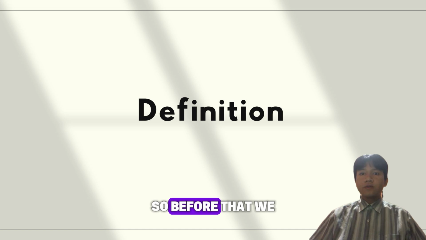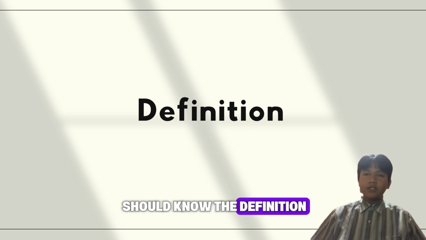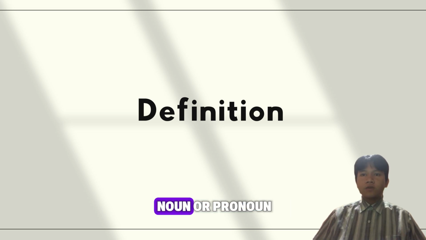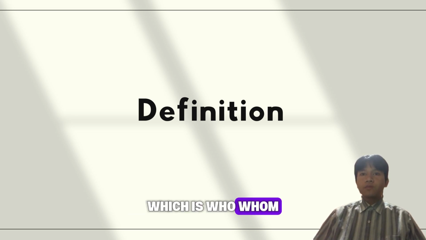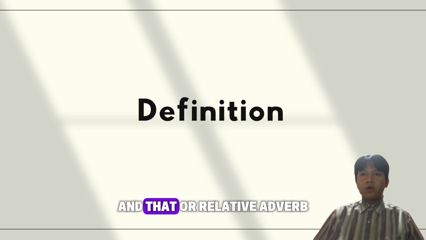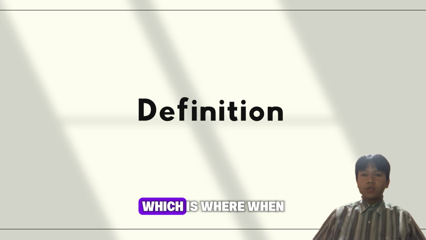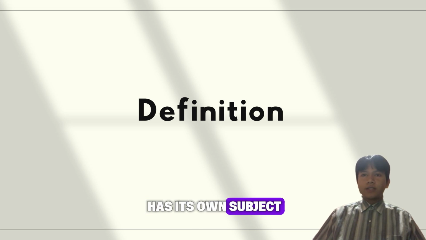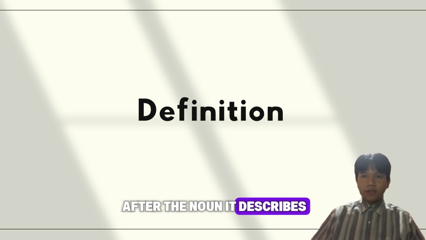So, before that, we should know the definition of an adjective clause or relative clause. An adjective clause gives more information about a noun or pronoun, and it starts with a relative pronoun, which is who, whom, whose, which, and that, or a relative adverb, which is where, when, and why. It has its own subject and verb and comes right after the noun it describes.